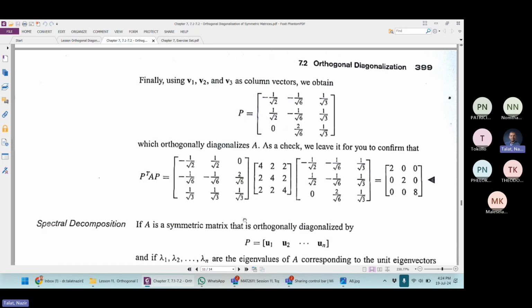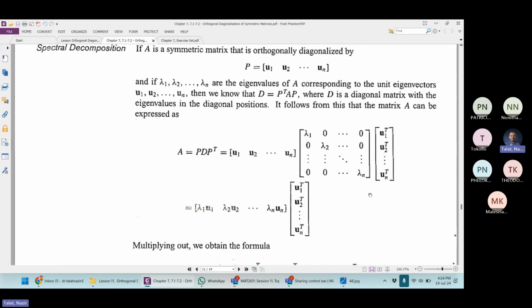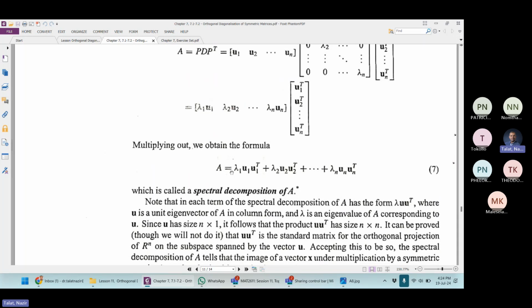So we have noticed that if A is a symmetric matrix, then we can obtain a matrix P by which A is orthogonally diagonalized. We can express this as A equal to PDP transpose, and if you multiply out the entries, then A becomes A equal to lambda 1 u1 times u1 transpose plus lambda 2 u2 times u2 transpose, up to lambda n un times un transpose.